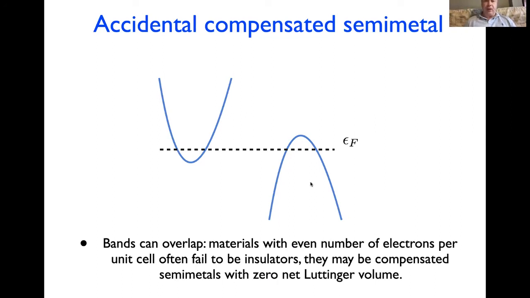Okay. And so another important point here is that there is nothing fundamental about the existence of this accidental compensated semimetal, in the sense that this band overlap is really an accident of chemistry. So at least in theory, I can imagine changing some parameters, and then these bands are going to separate from each other, and you're going to get an insulator. Okay, so a generic situation with an even integer number of electrons per unit cell is an insulator.